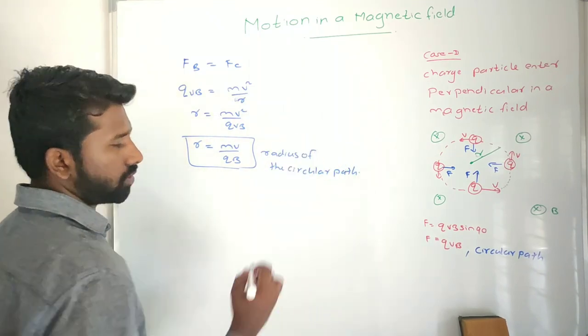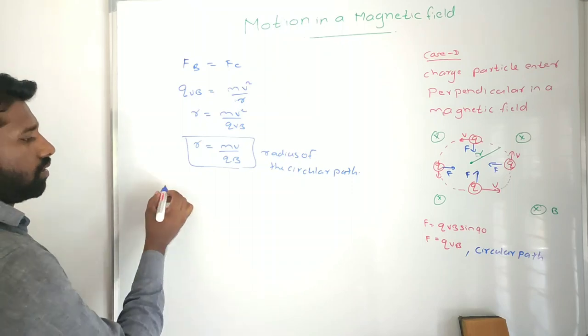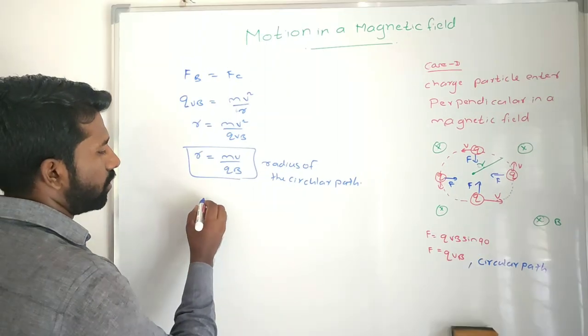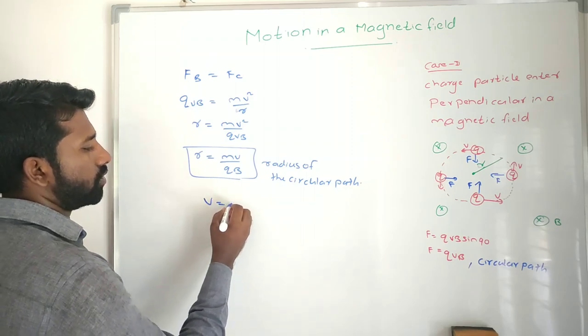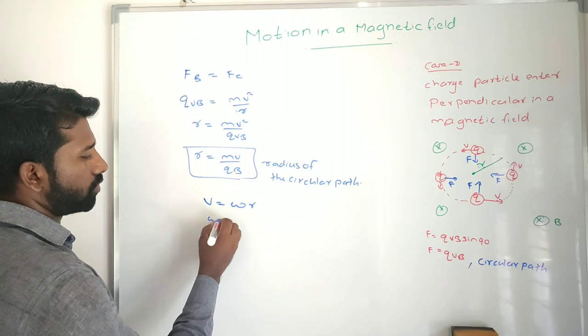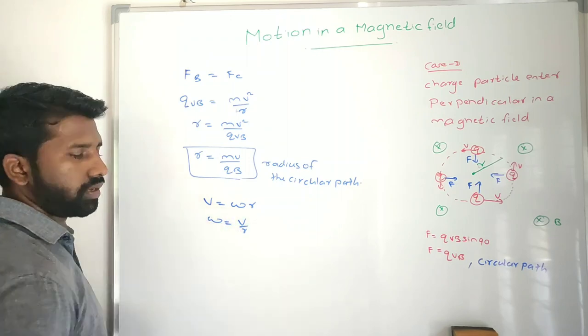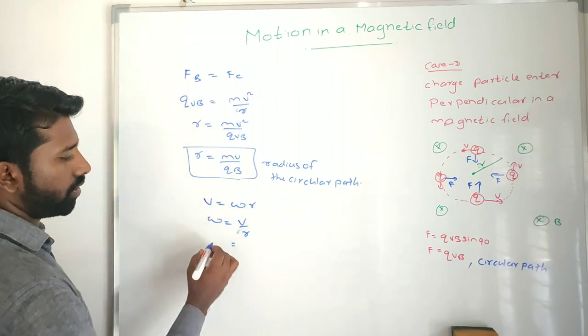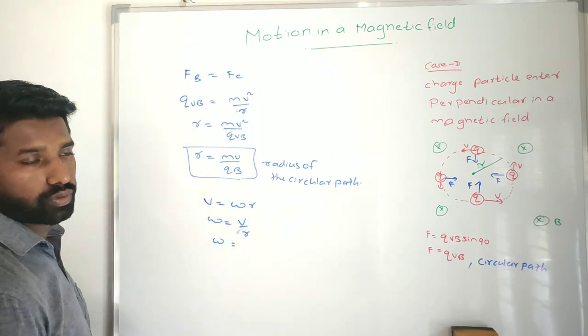Radius of the circular path. Okay. Then next we will see what is the time period and the frequency. We know a formula, that is linear velocity is equal to omega into r. So from this, what is omega? That is equal to v by r, where r is a radius. The r formula we already found, that we will substitute it here.